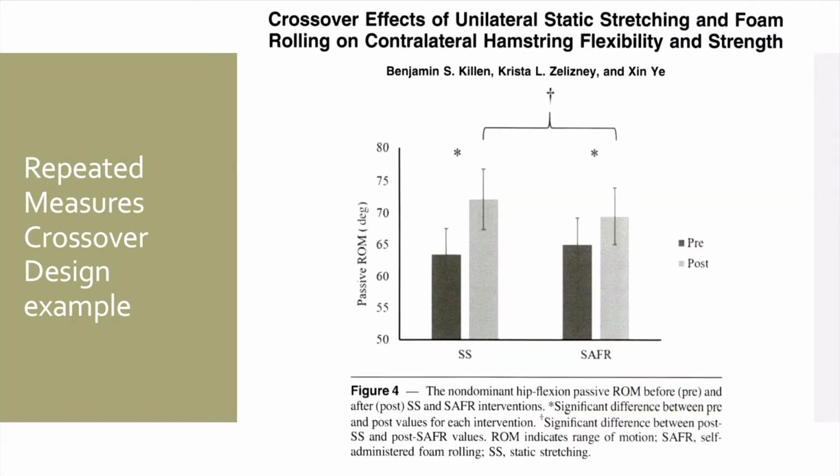So what did they find? What they found was that when we look at the static stretching group and we looked at range of motion in these individuals, when we compared pre versus post, we found a statistically significant difference in hamstring flexibility when we compared these 2 groups. And again, this is in the non-trained leg. So there was a crossover effect. When we train and do static stretching on one leg, we see a significant improvement in the other leg.